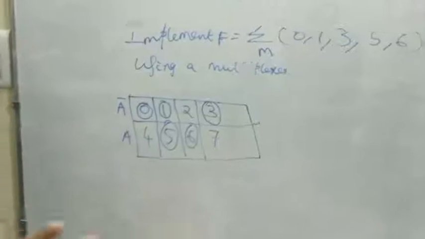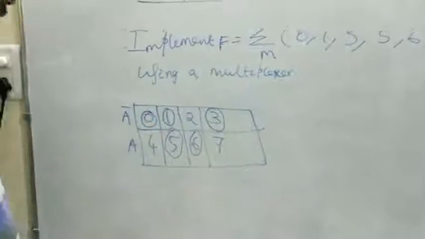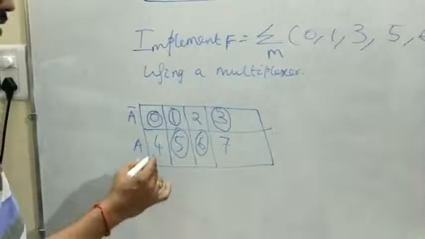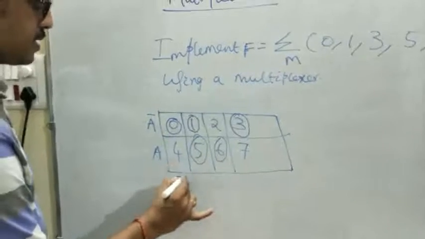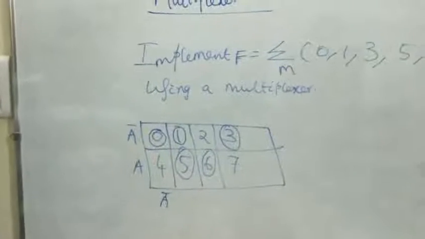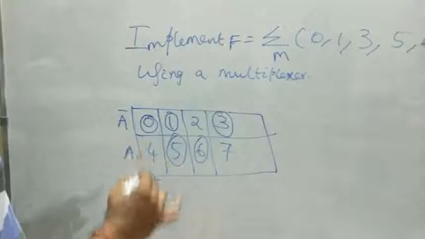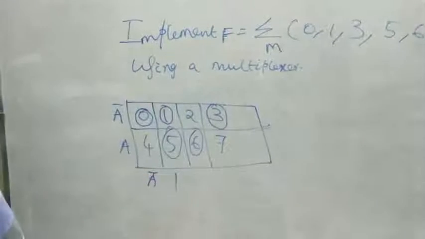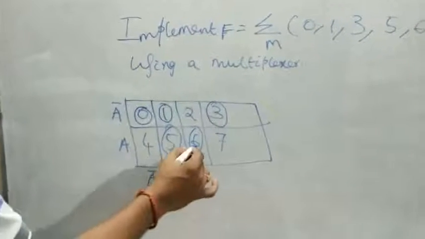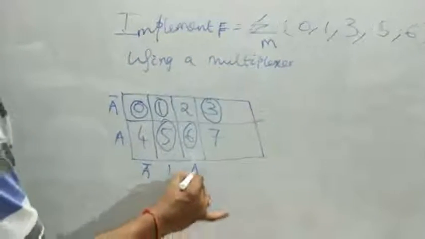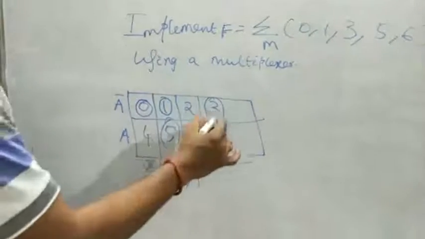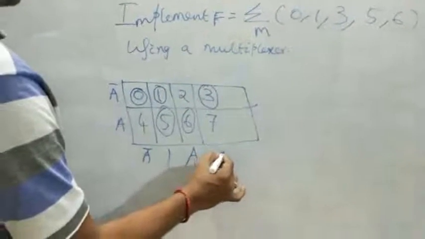Now we'll see that. Here, 0 is nothing but our A dash. 0 is here, that corresponds to A dash. If both the values are circled, we have to take the value as a 1. Here, which value is circled? 6. That is against the value A. So you have to take it as A. Here, it is A dash.